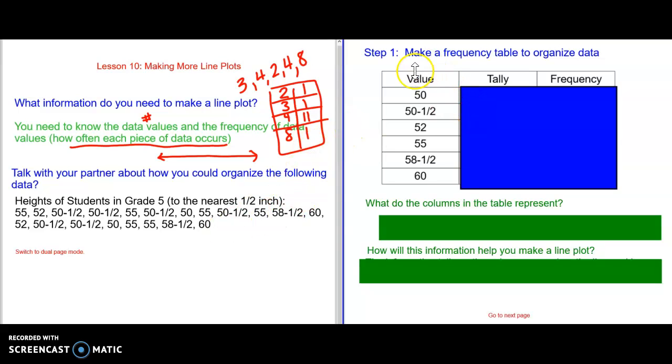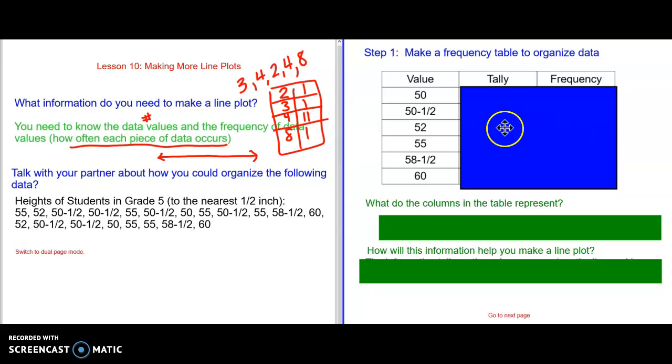So over here on the right, I made my frequency or my data table. And on the left, I have all the numbers that happen to appear. So all the data numbers that happen to appear over here. And then I've already done the tallies and the frequency. So let me show you what that looks like. So I went through really carefully.